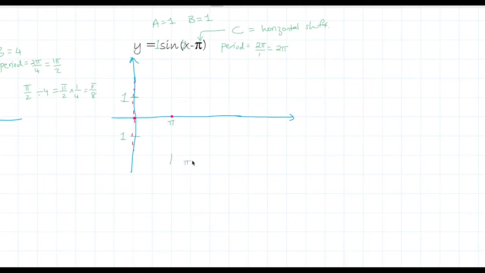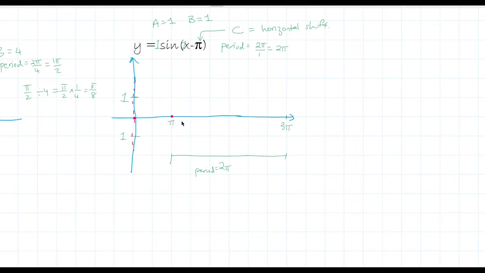So our period will now start from pi. So we'll do pi plus 2 pi, which is this distance, which is 3 pi. So this here is 3 pi. And this distance between these 2 points is 2 pi, because that's our period.